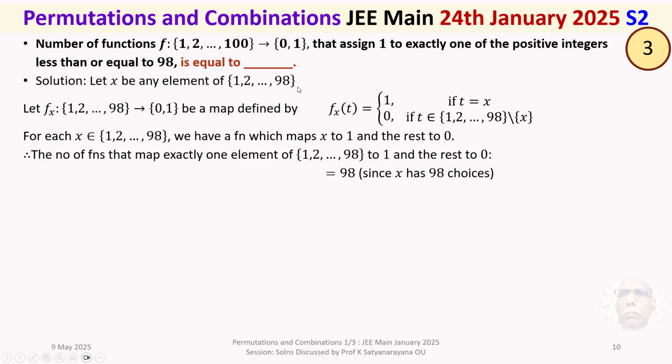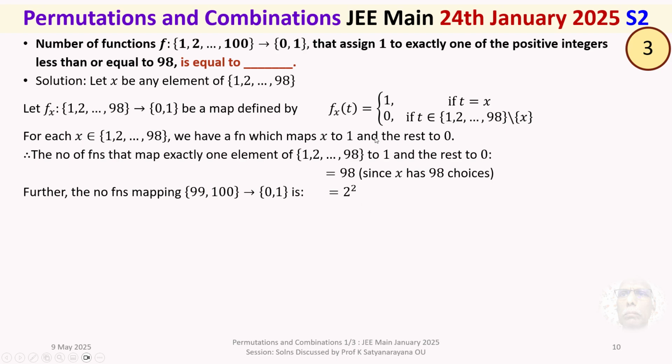Now the question is, what happens to the remaining 99 and 100? They will go to 0 or 1, because no condition is there on them. Therefore, the number of functions mapping the set consisting of 99, 100 to the set consisting of 0, 1 is 2 squared, because the domain has 2 elements and the range has 2 elements, so it is 2 to the power 2.